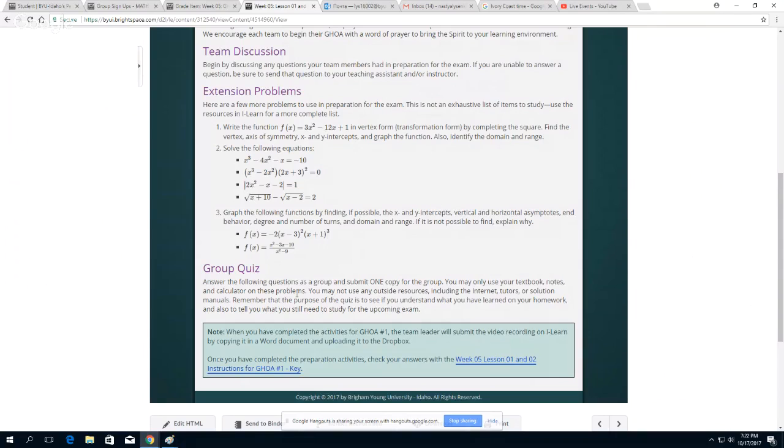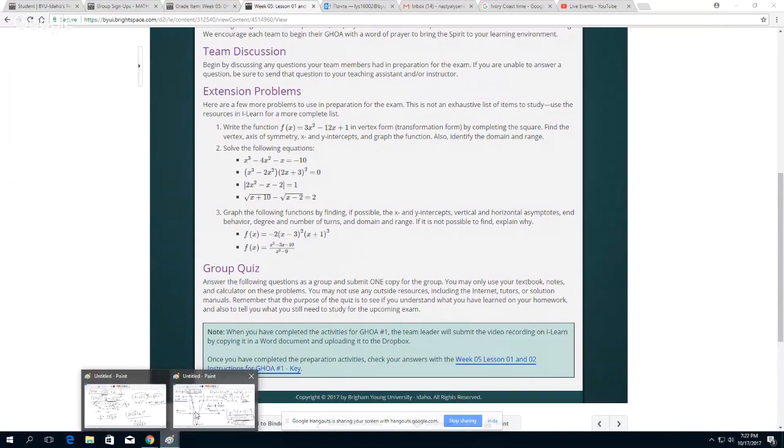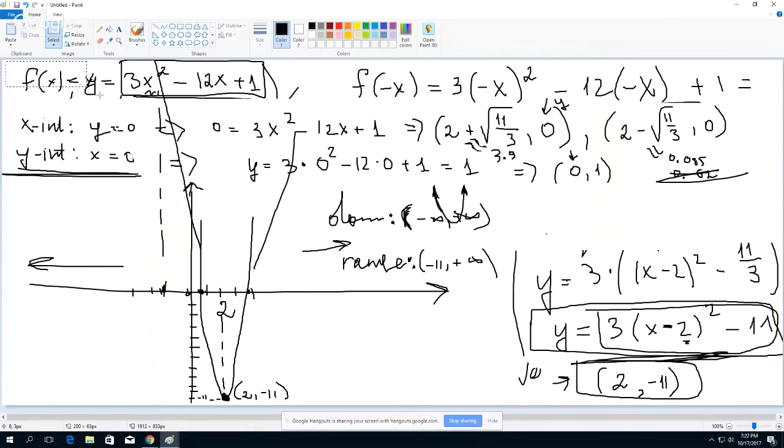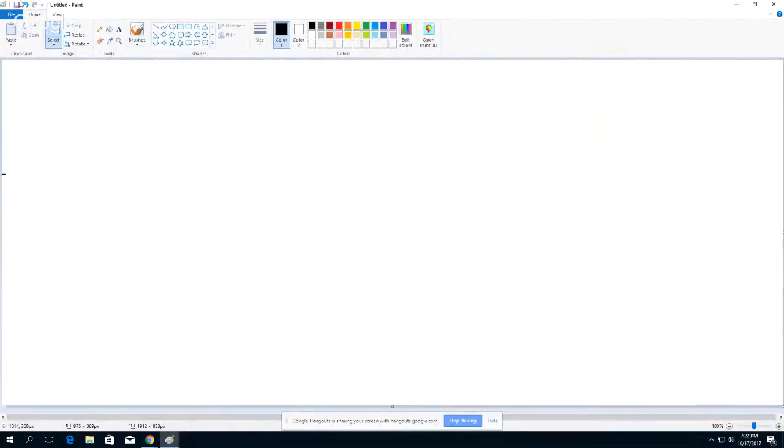Okay. Let's see, minus 2 times x minus 3 squared times x plus 1. Now, here we have y equals minus 2 times x minus 3 squared, and then x plus 1, right? So let's find the x and y intercepts. Okay.